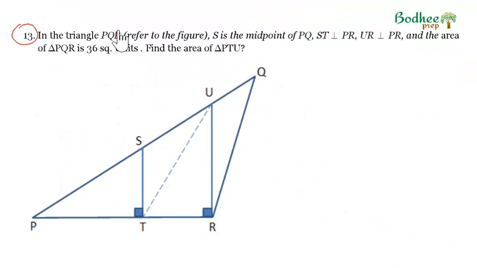Now it says that the area of the triangle PQR, the largest triangle which we can see in the figure, is 36 centimeter square. The point S is the midpoint of PQ, so PS will be equal to SQ, and ST and UR are perpendiculars drawn on PR, and we have to find the area of triangle PTU. So this is the triangle for which we have to find the area, correct? Now can I say that STRU is a trapezium?